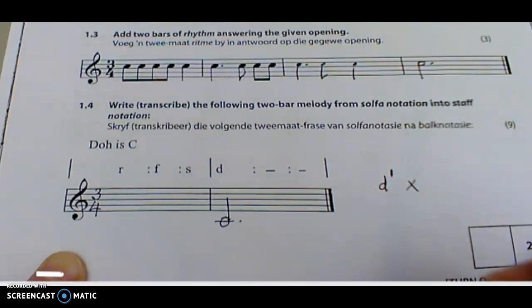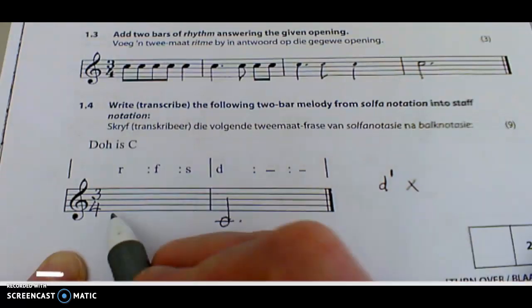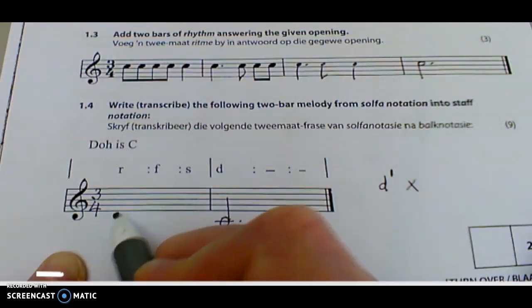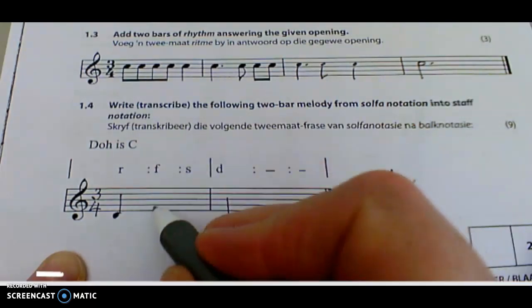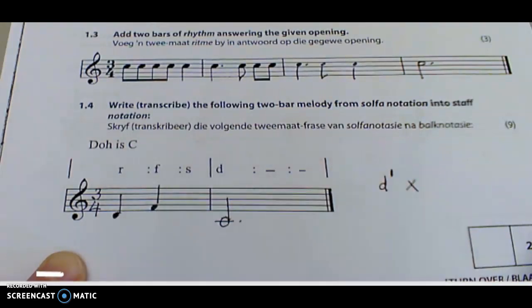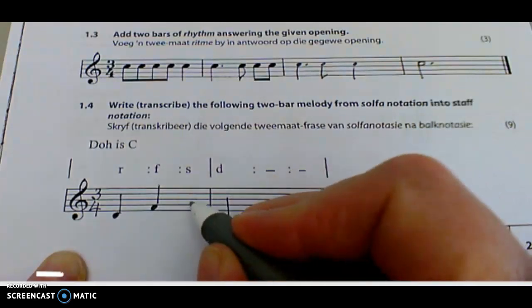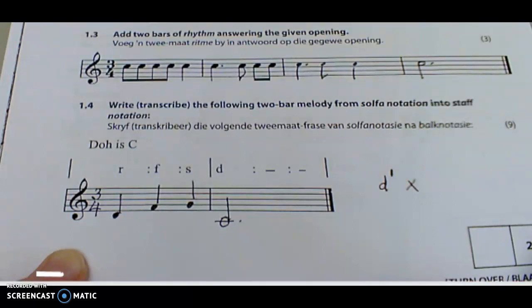Re, do, re, C, D. And now do, re, mi, fa, C, D, E, F. And then the so, do, re, mi, fa, so, C, D, E, F, G. So that's quite a lot of marks for the tonic solfa there.